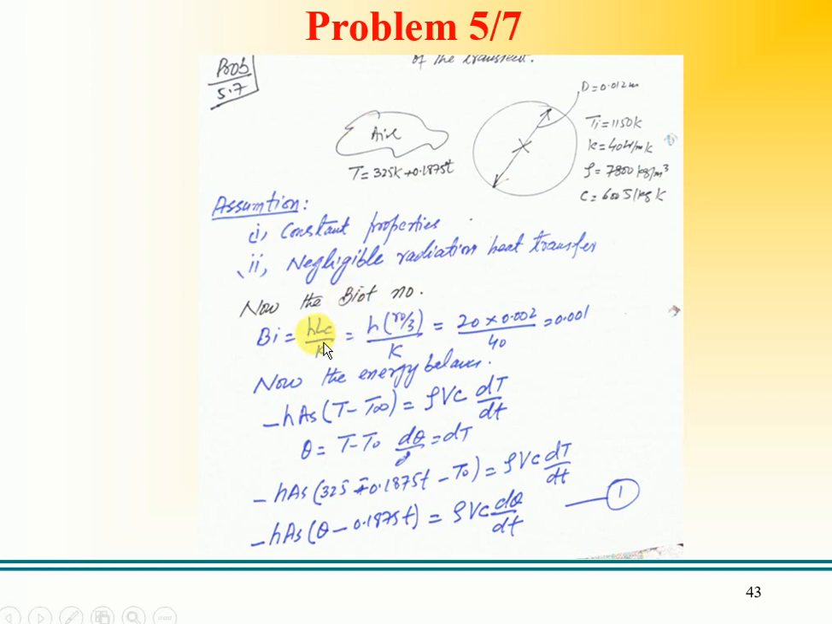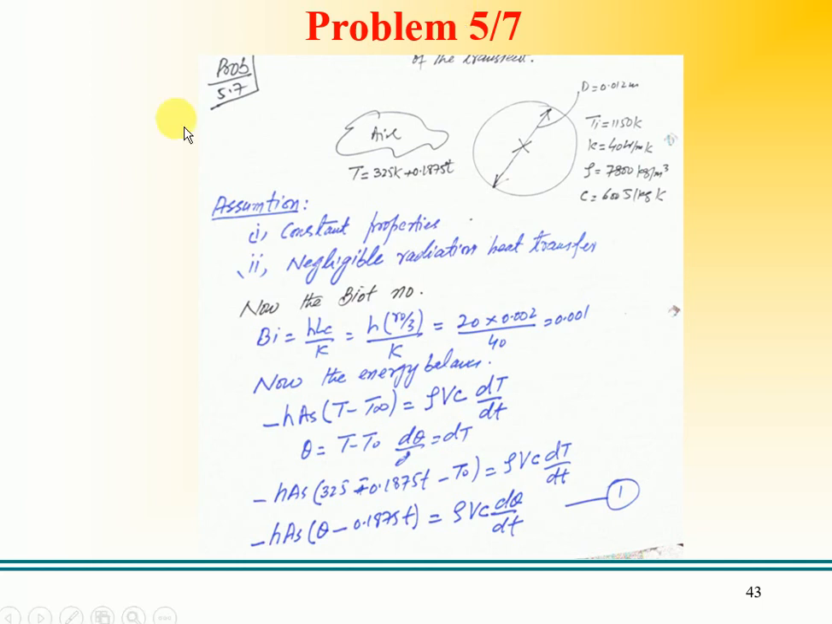So now I find the Biot number, to see whether this lumped capacitance model is applicable or not. So it's h Lc by k. We found Lc in the previous problem. For the sphere it is r naught by 3 or D by 6. So 20 into 0.002 divided by 40, we get 0.01, which is less than 0.1. It can be applied.